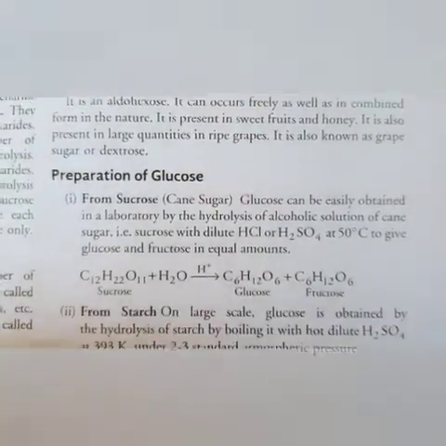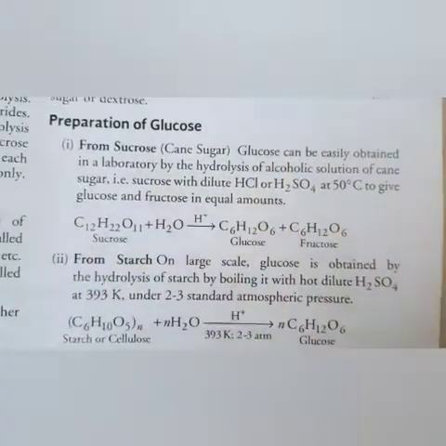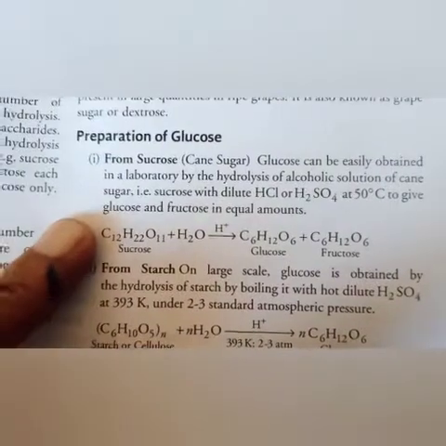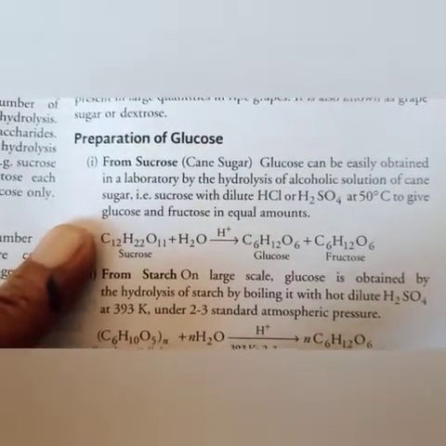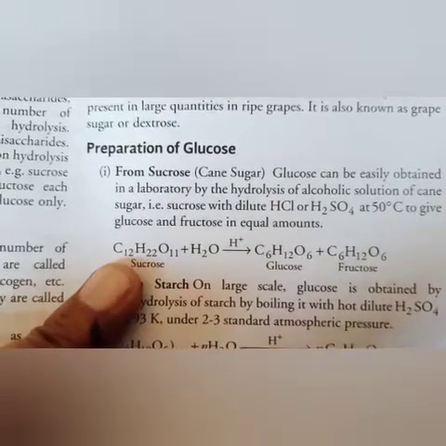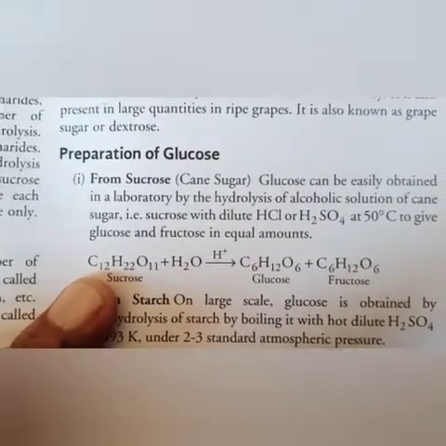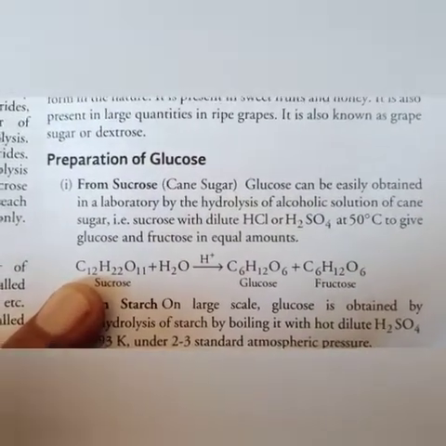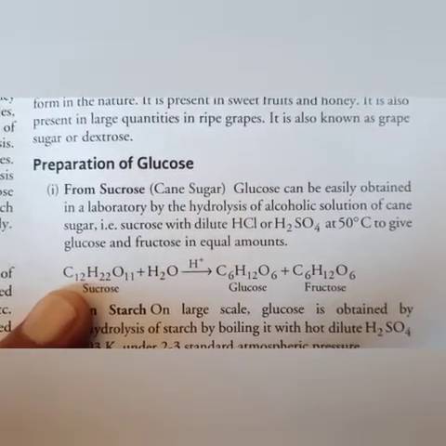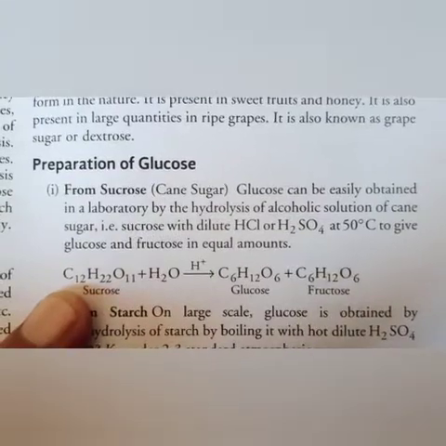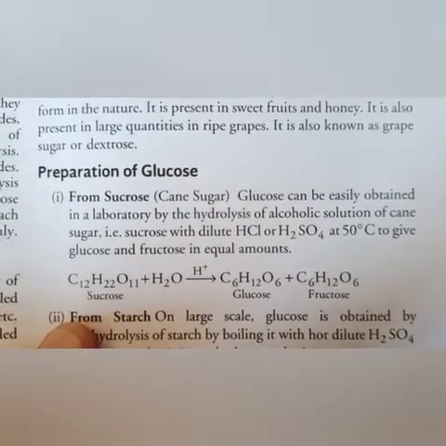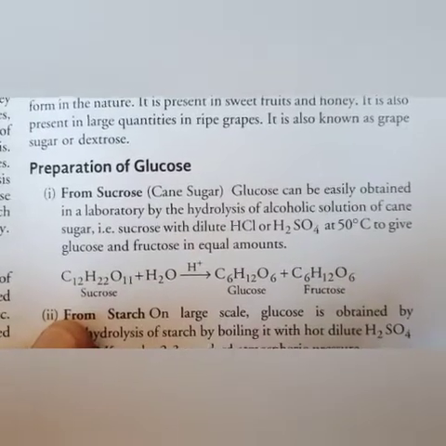If we talk about preparation of glucose, it can be prepared from sucrose or from starch. From sucrose, by hydrolysis, C12H22O11 will break down into C6H12O6 and C6H12O6, which are glucose and fructose. It can be easily obtained in the laboratory by hydrolysis of an alcoholic solution of cane sugar, sucrose, with dilute HCl or H2SO4 at 50 degrees Celsius, giving glucose and fructose.